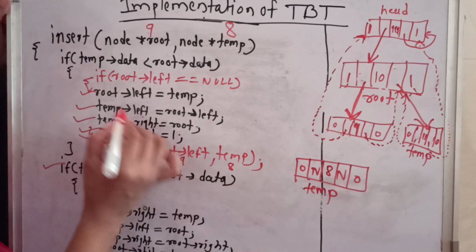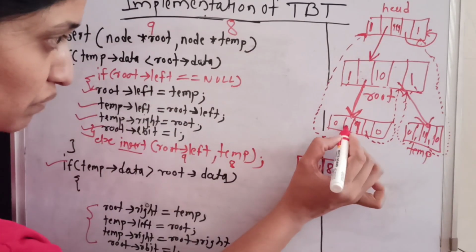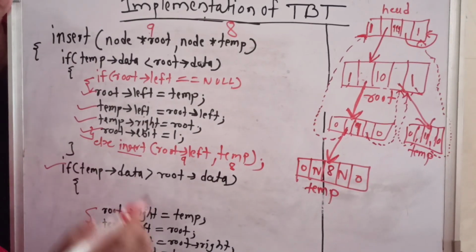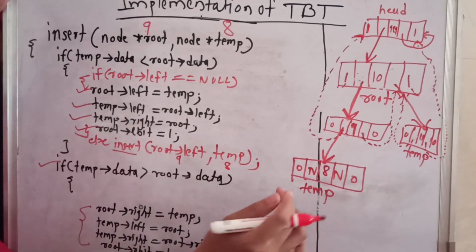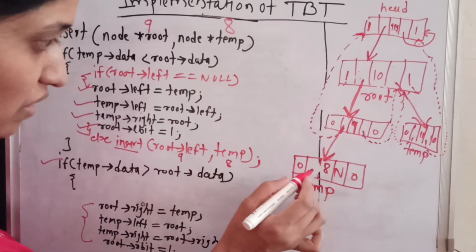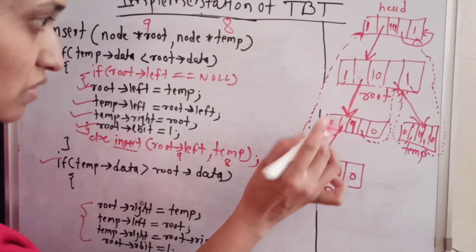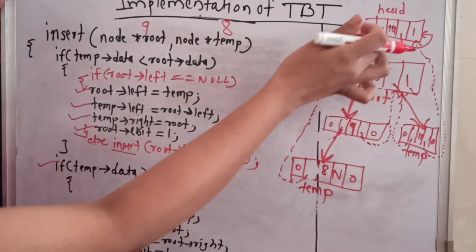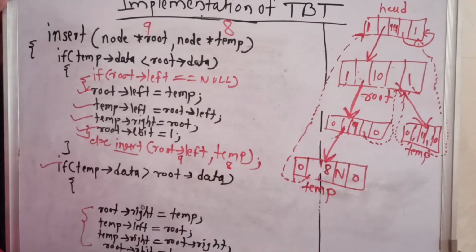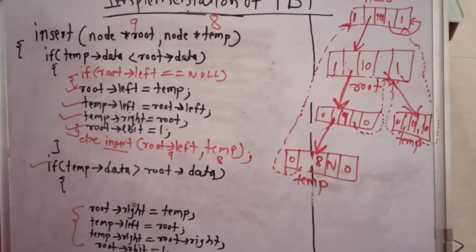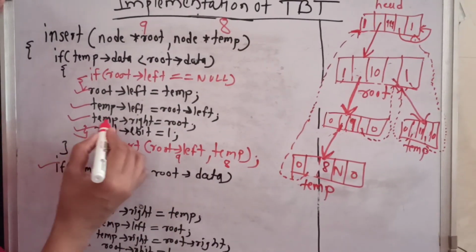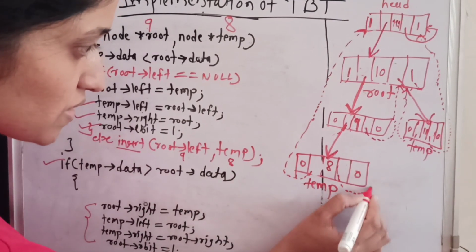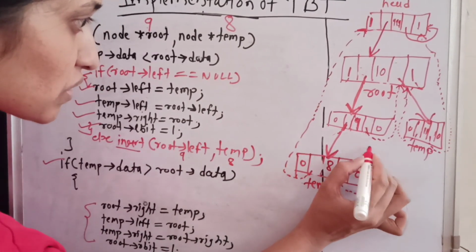And how will it be executed? Root left is equal to temp. That means this actual link will be established here between the 9 and the 8. Temp left is equal to root left. That means this null we have to replace directly with what the root left previously contained in the head. So it will directly go to the head here because 8 is not having any predecessor element. Temp right is equal to root. That means the right thread we have to set to the successor element, and successor is nothing but the 9.